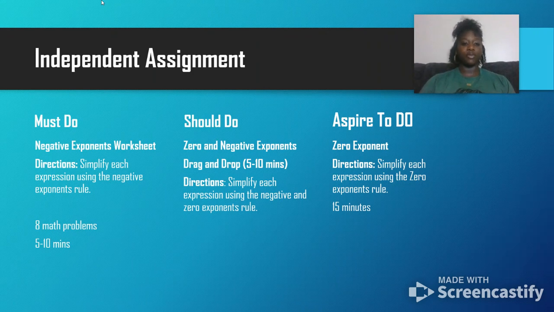In the must-do assignment for this week, we have a negative exponents worksheet. Students will simplify each expression using the negative exponent rule. The negative exponent rule is when we have a negative number as an exponent, so students will find the reciprocal. This will consist of 8 math problems, which should take 5 to 10 minutes to accomplish.